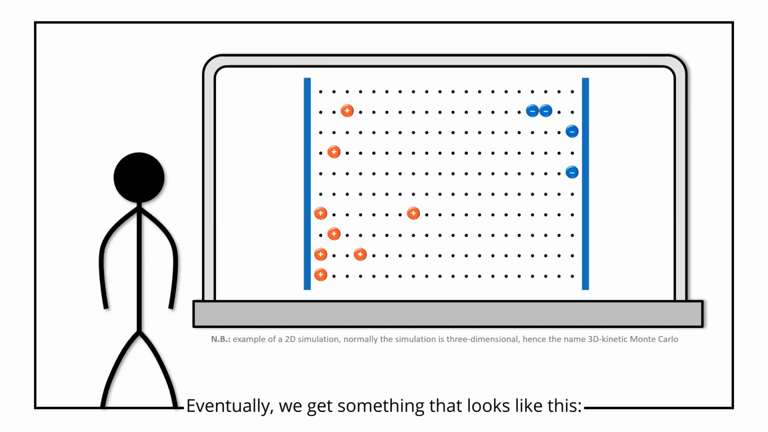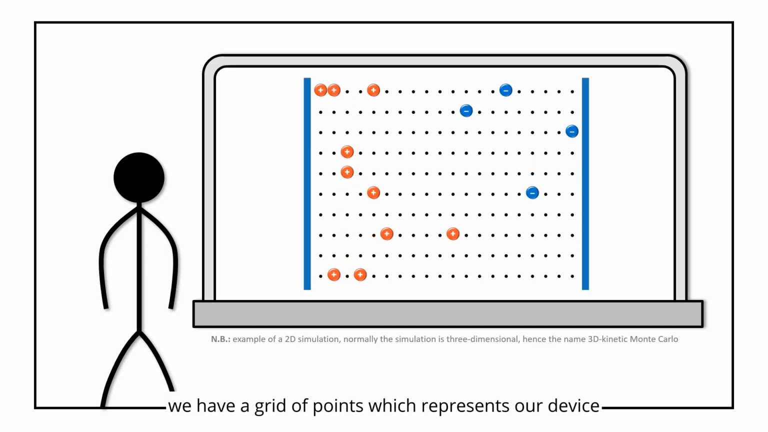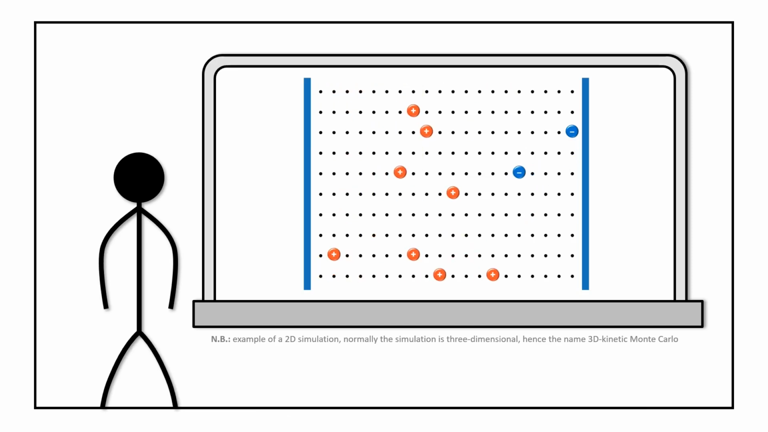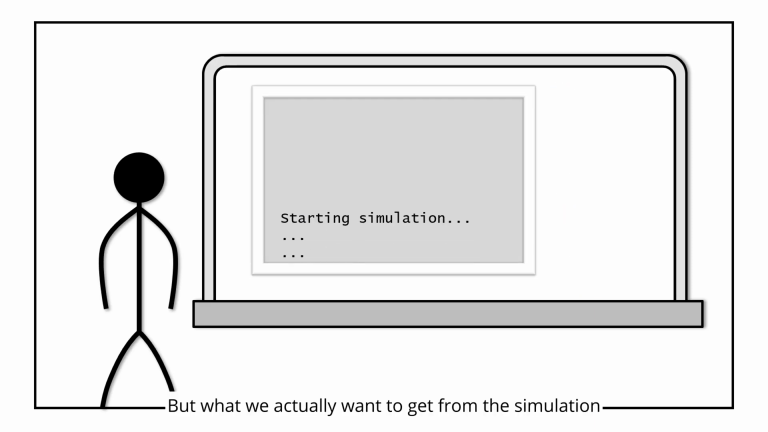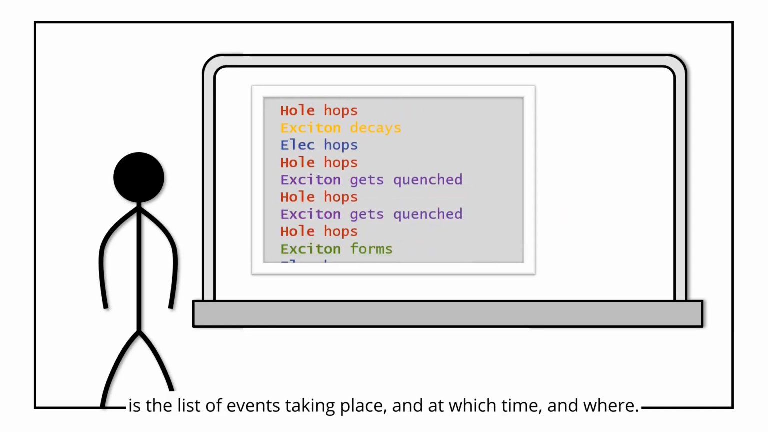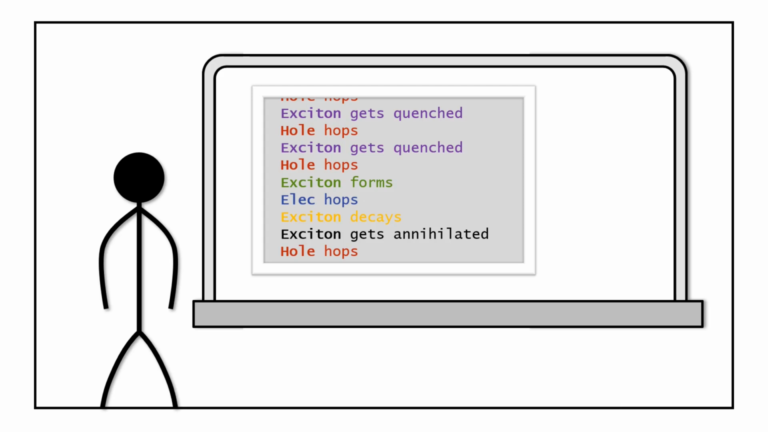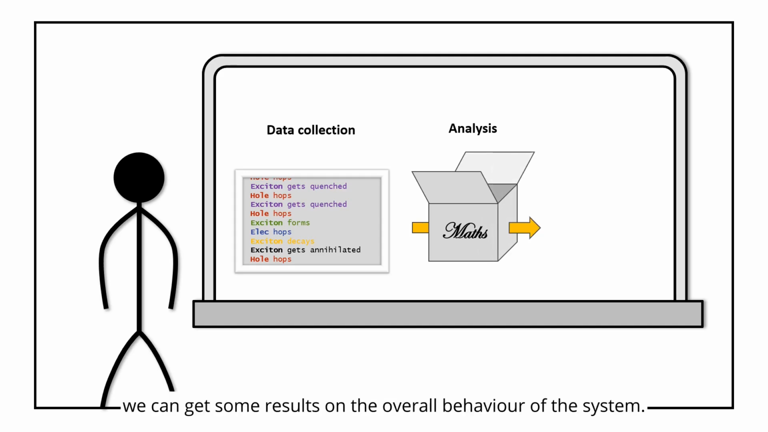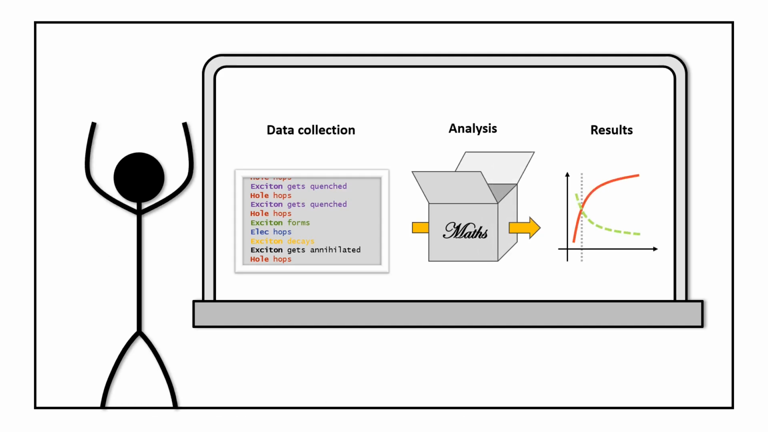Eventually we get something that looks like this. We have a grid of points which represents our device, on which charge carriers and excitons can hop, diffuse, and interact. But what we actually want to get from the simulation is the list of events taking place and at which time and where. And this is the rich source of data which a Kinetic Monte Carlo algorithm can provide. By analyzing this data, we can get some result on the overall behavior of the system.